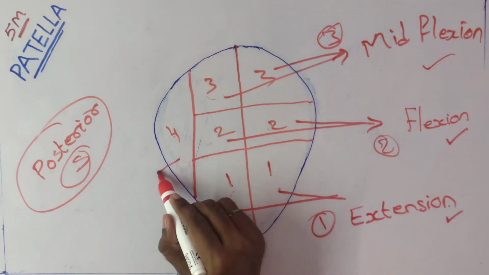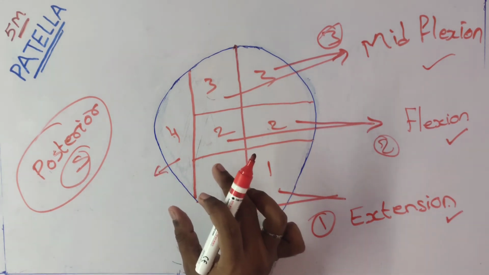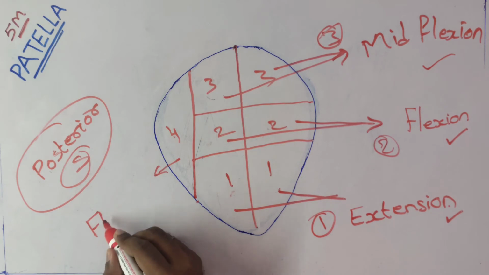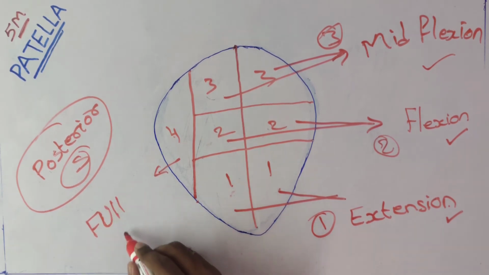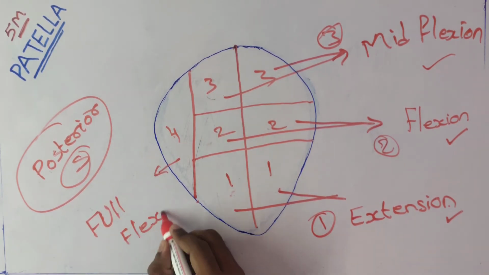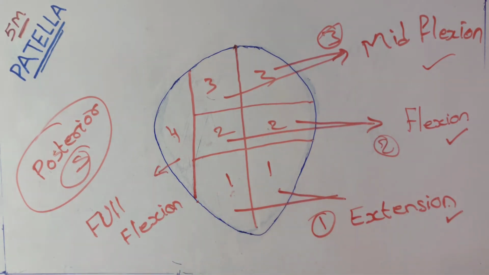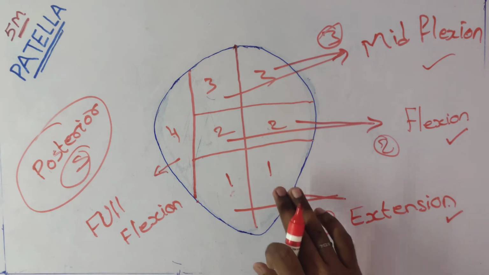Now coming to this fourth one, the medial strip attaches with the femur during full flexion of the knee. I hope you understood. This is the articular surface of the posterior surface of the patella, and these are the movements when the patella attaches with the femur.